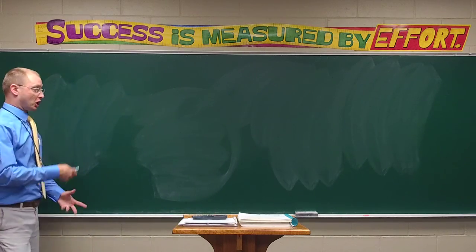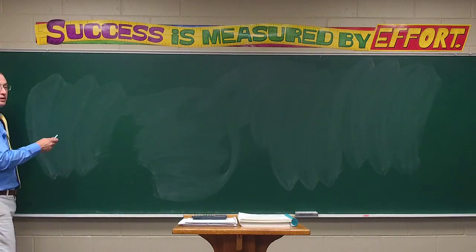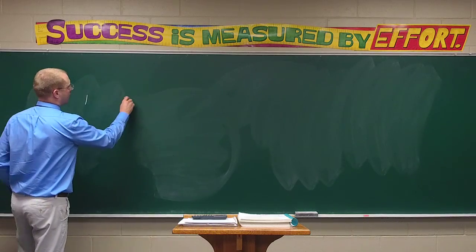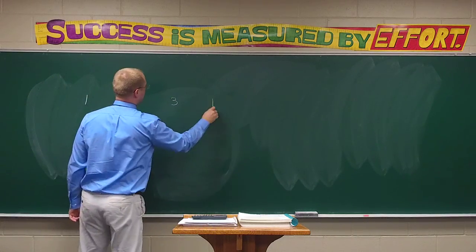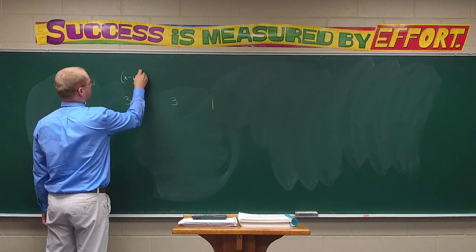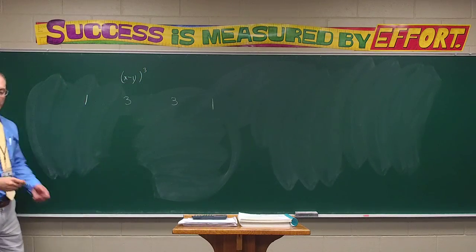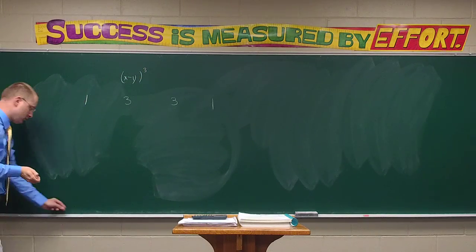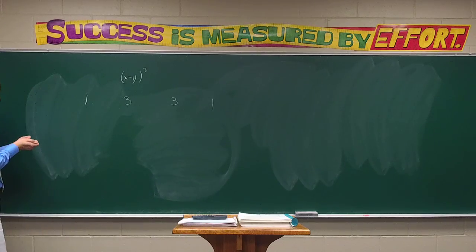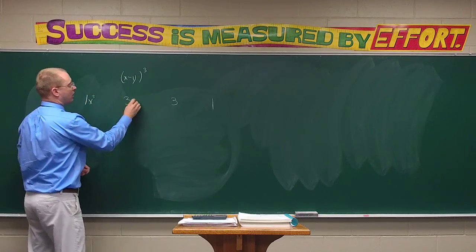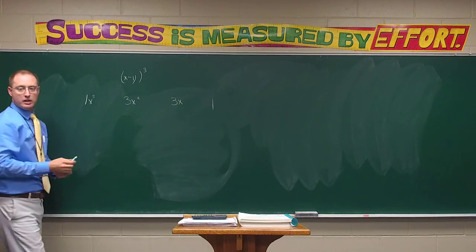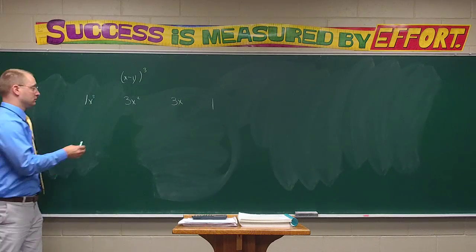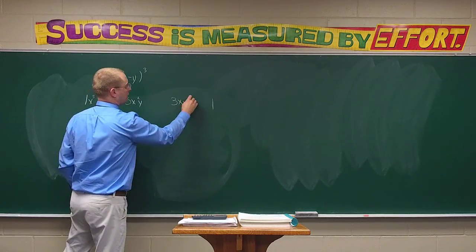Let's start with the triangle specifically. 1, 2, 3, 1. Write down a 1, 3, 3, 1 as we cube the x minus y. And then what, Maddie? x cubed, x squared. And then Abby. The second term, y, and then y squared, y cubed.